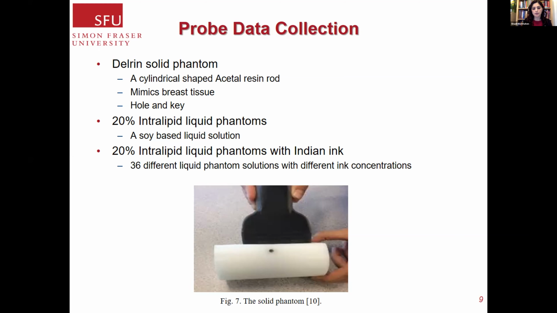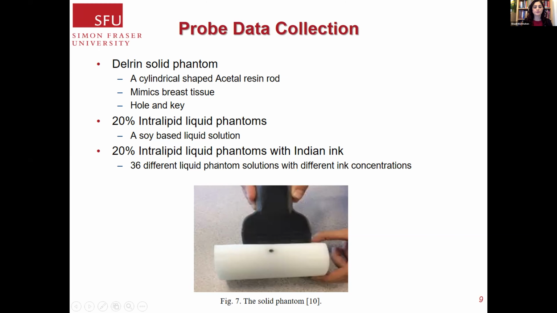It can mimic breast tissue. It usually has a hole, as you can see here. We can insert an Allen key here that mimics a tumor inside this phantom. We usually use absorbers such as ink or dye that mimic a tumor inside our phantoms. And if we add more absorbers, we can get data that is more similar to patients' data.